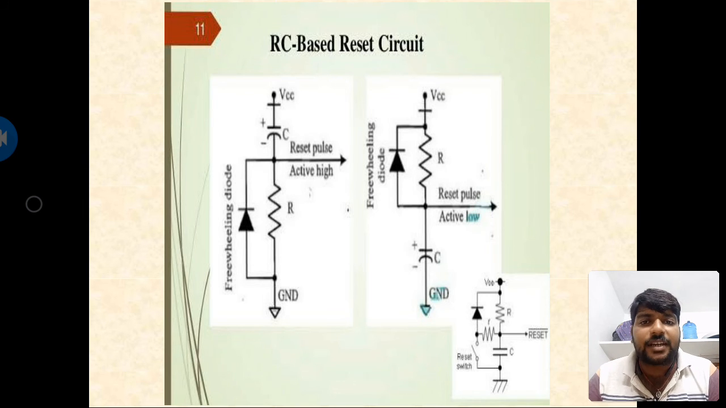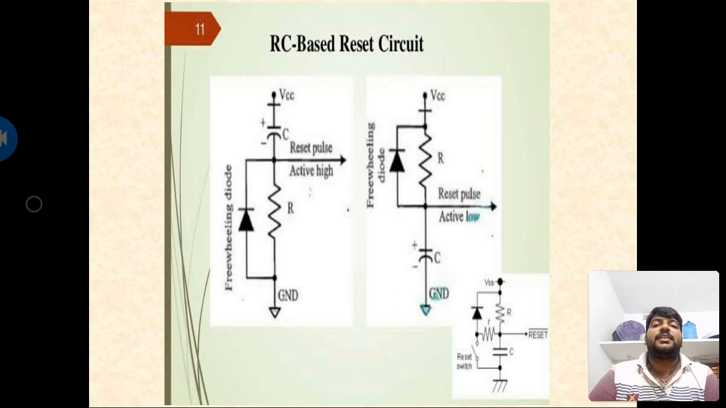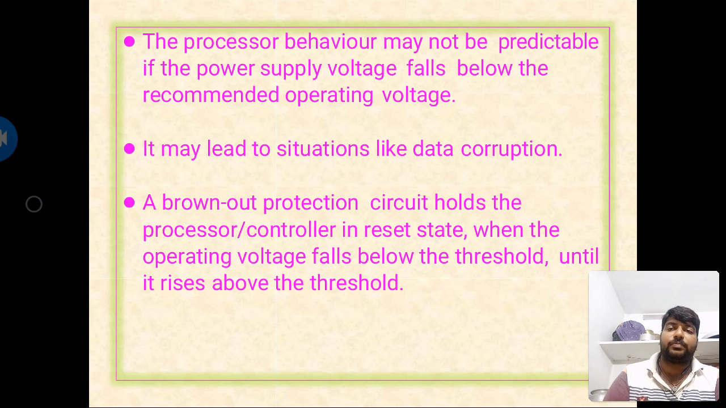For every controller or processor there is an internal crystal oscillator to generate the clock pulses. Clock pulses are used to move the data from one place to another during processing, and the speed is also defined based on the generation of the clock pulses. So this was about the reset circuit, and it is one of the essential components in your embedded system. So thank you.